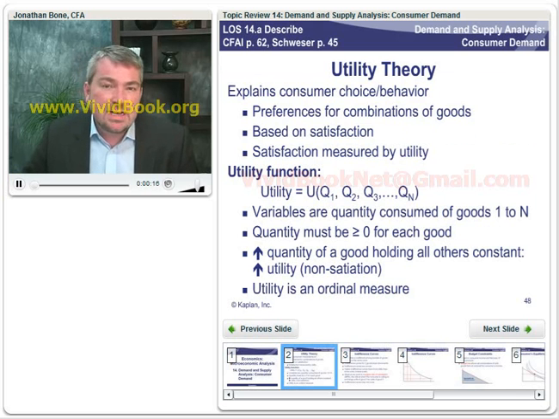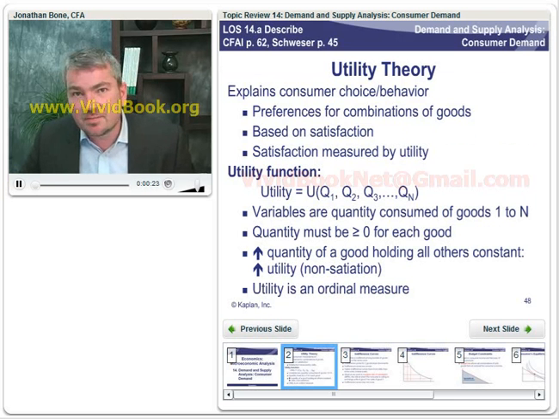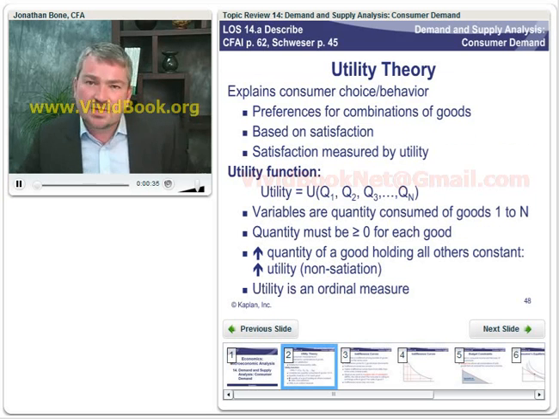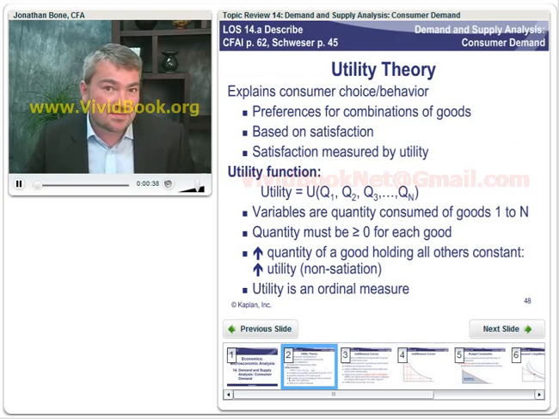Now, the idea is utility theory explains consumers' choices or behaviour, in particular by looking at preferences for combinations of goods, based on the satisfaction. So you can think of utility as the satisfaction you gain from consumption of goods, the benefit, the joy, if you like. So utility is our measurement of satisfaction.